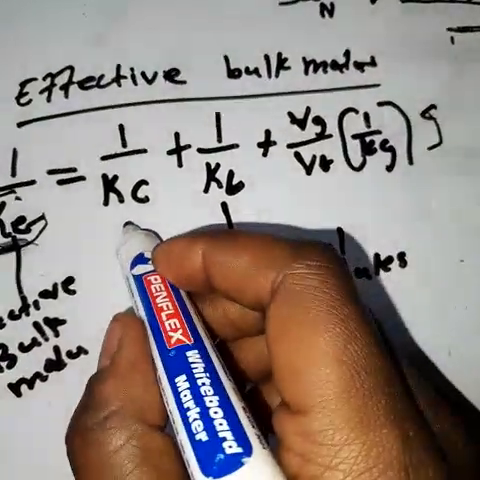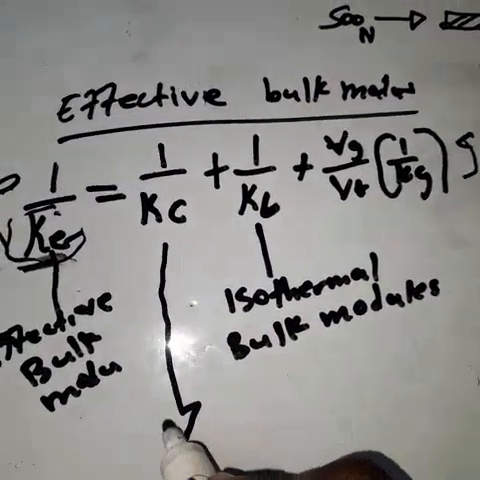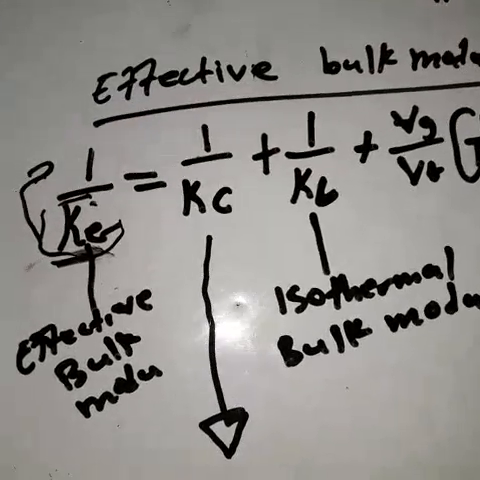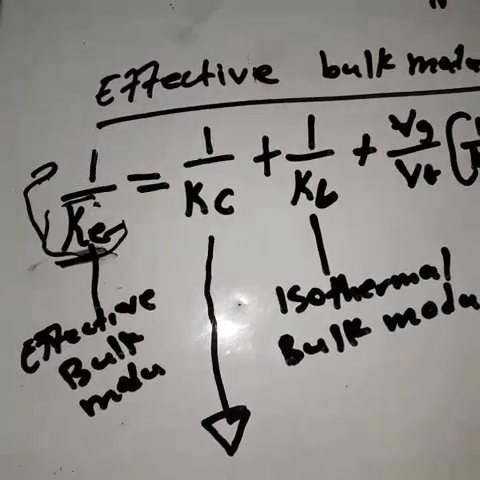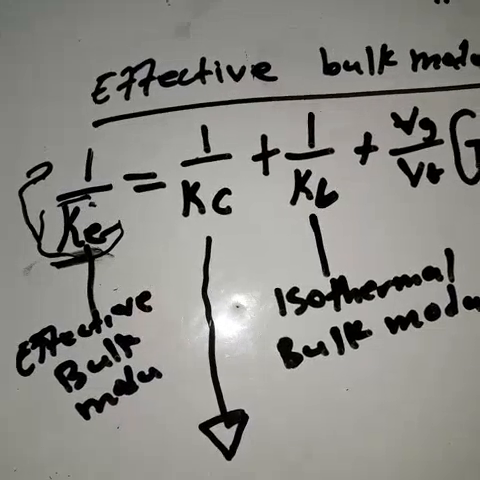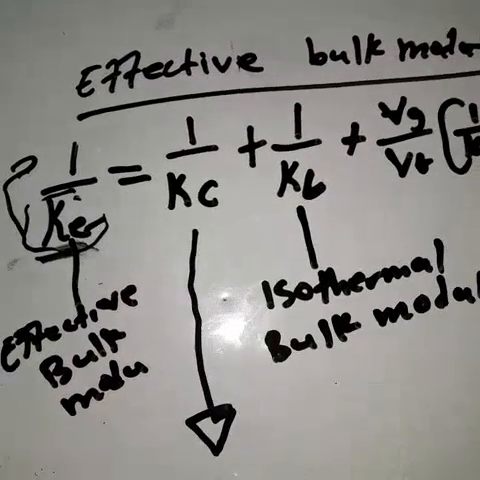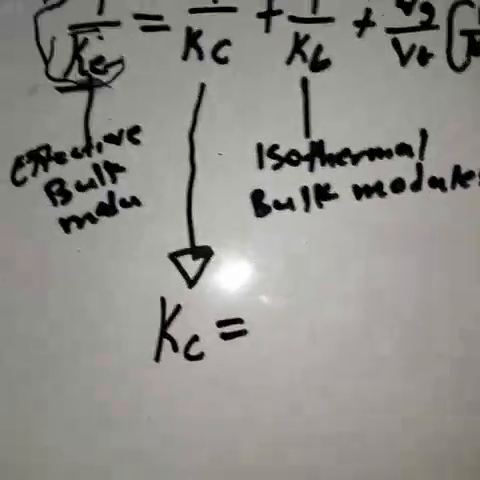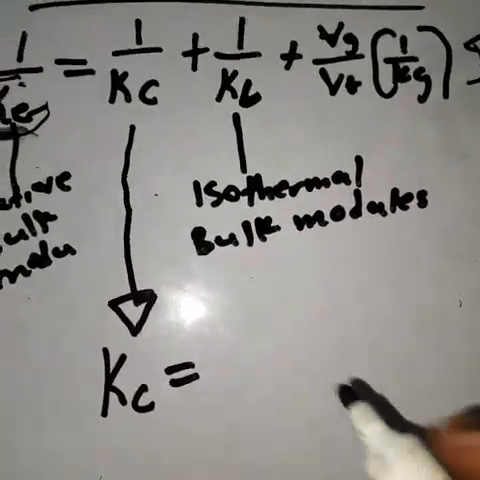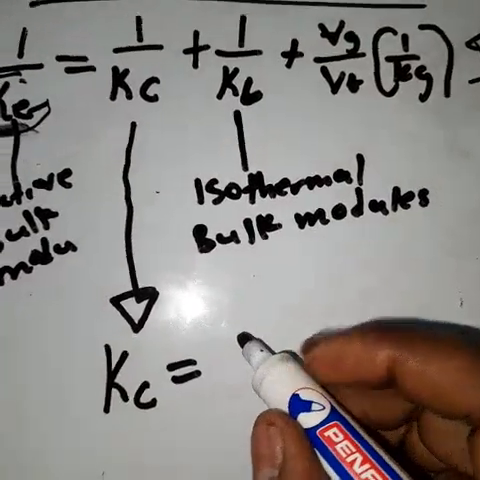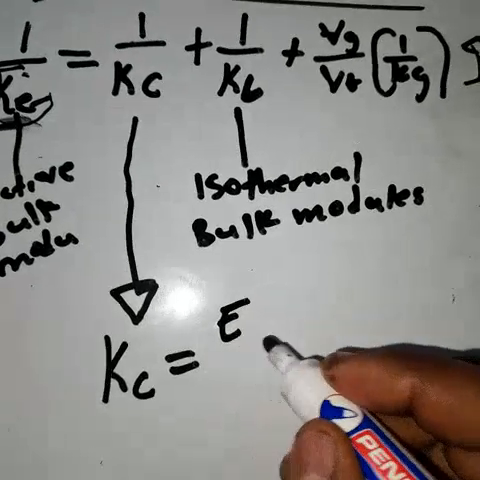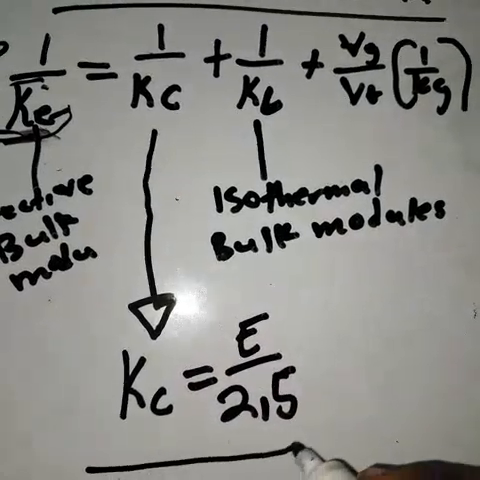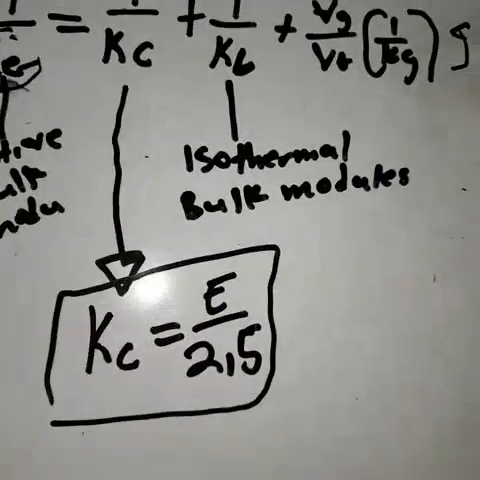Then we have this KC here. I want us to decide about this KC. We must know what this KC is. This KC always has its formula. You have to remember this: KC is equal to Young's modulus over 2.5. This is always the formula of this KC.